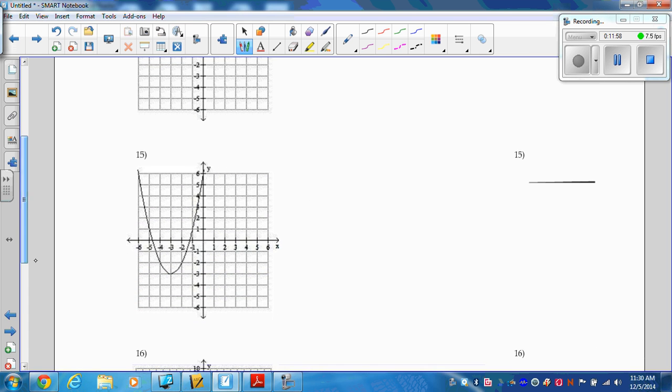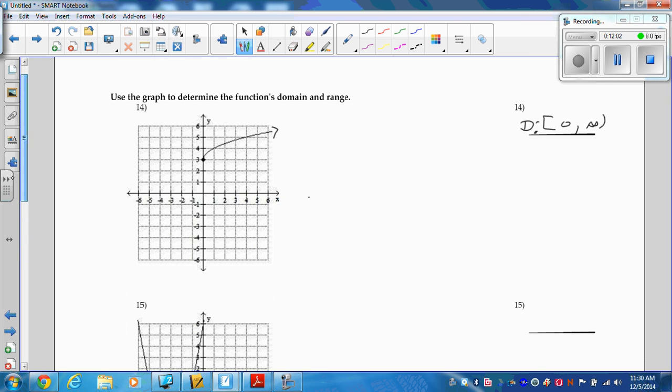So number 15. Oops, we want to do the range also, don't we? So the range on this one starts at 3 and goes to infinity, and it would include 3. And so the domain and the range.